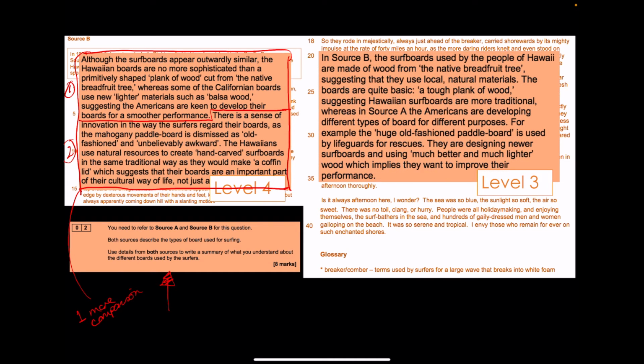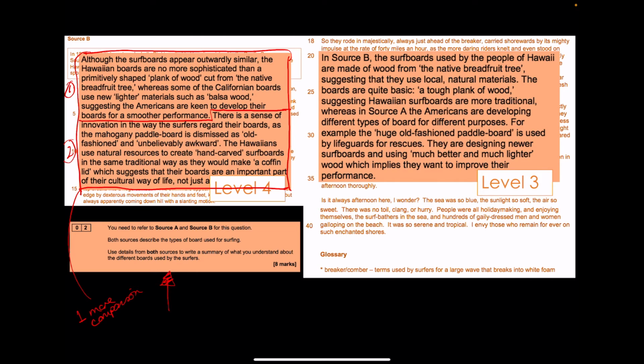A level 3 answer. In source B, the surfboards used by the people of Hawaii are made of wood from the native breadfruit tree, suggesting that they use local natural materials. The boards are quite basic, a tough plank of wood, suggesting Hawaiian surfboards are more traditional, whereas in source A, the Americans are developing different types of board for different purposes. For example, the huge old-fashioned paddleboard is used by lifeguards for rescues. They are designing newer surfboards and using much better and much lighter wood, which implies they want to improve their performance.